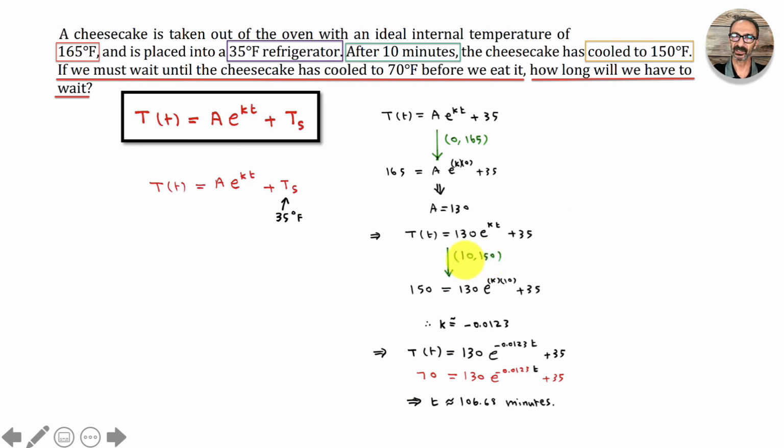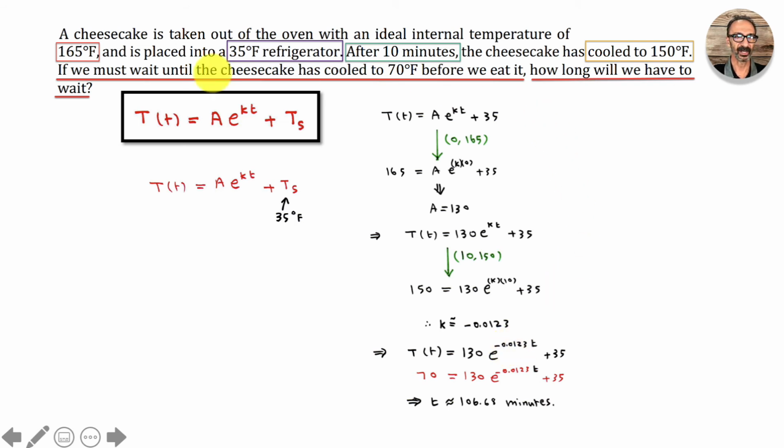It says it cooled to 150 in 10 minutes. So I'm going to use 10, 150. We'll put 10 for T and 150 for the temperature at that time. I skipped the steps. If you want the steps, they're coming in the second slide. You end up with k equals negative 0.0123, which supports that it's a decay exponential function. Put it where it belongs in the formula.